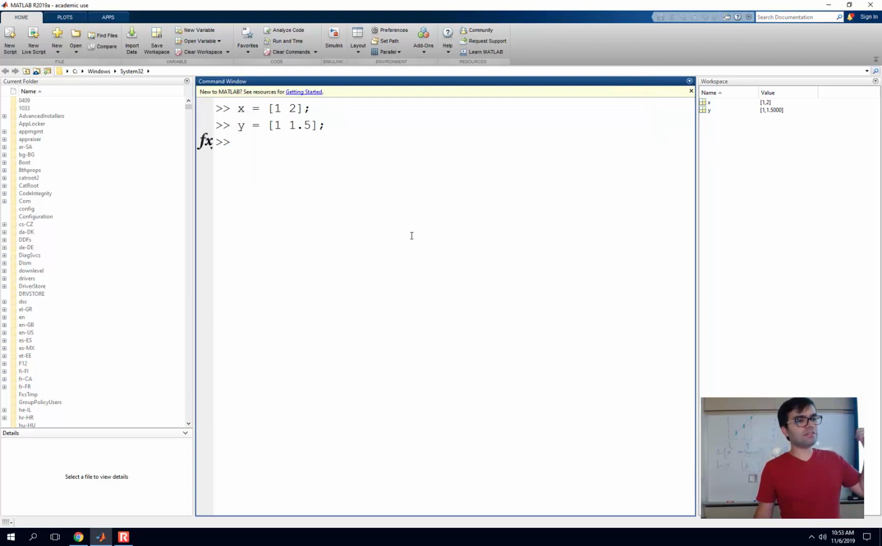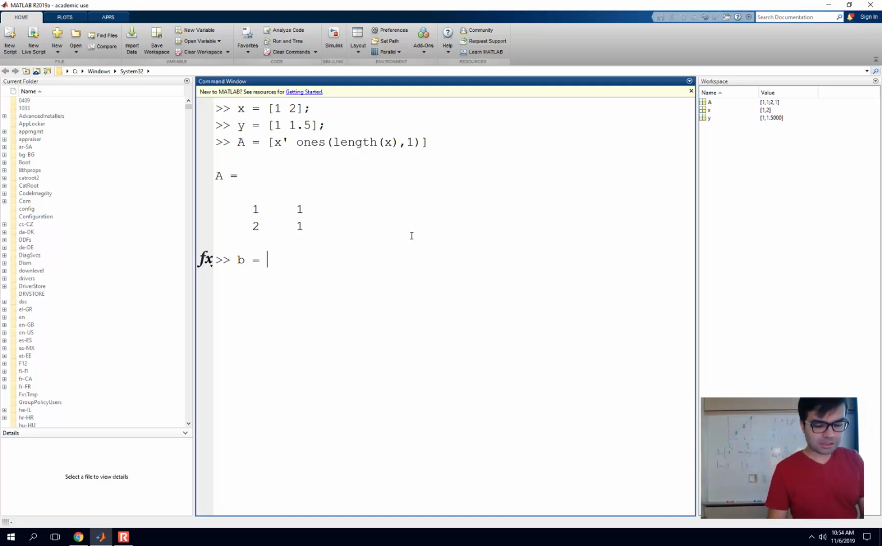So I had x and y before. I created my matrix A was x prime. Why do you use prime? Because x is horizontal now, I want it vertical. And ones of length of x comma 1. That's my A, which, if you remember, we had 1 and 2 and then 1 and 1 in the previous example that we had. B is equal to y prime, which is 1 and 1.5.